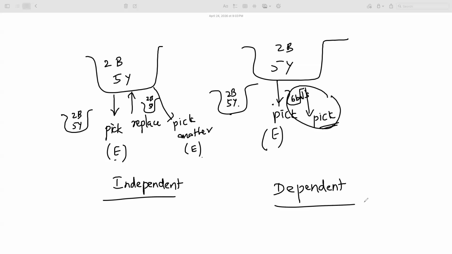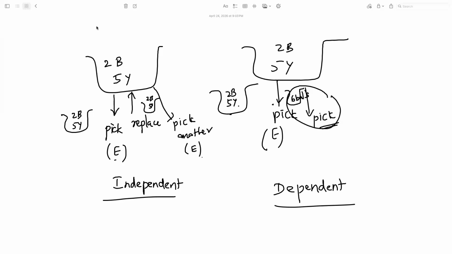Any questions? If you don't restore the status of the bag for the second event, then automatically the 2 events become dependent on one another. The second event will depend on the output of the first one. Did you understand what dependent and independent events are? Jaya, did you get it?